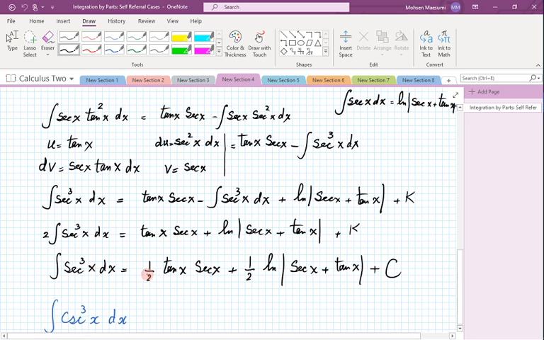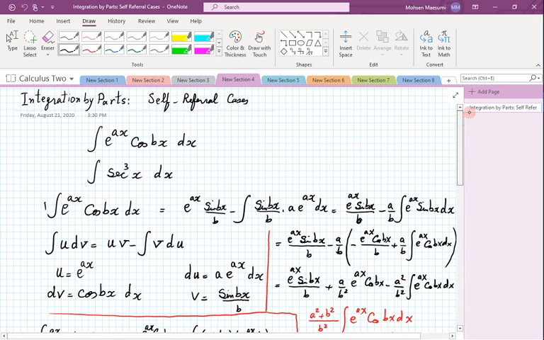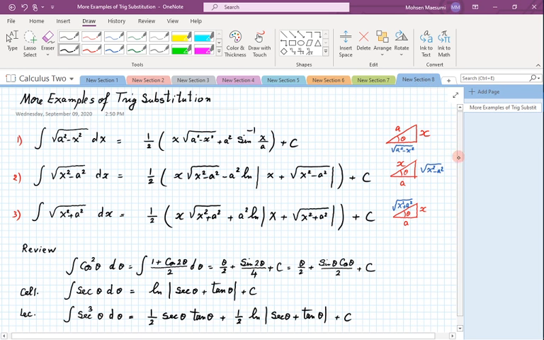seen that in the prior lecture under the topic of self-referral cases. So we had exponential and secant, both of them covered in that case. If you want to go back to refresh your memory, that's what you need to go back to. But now let's go ahead and see how we can derive these three formulas. The first one is the easiest. Let's go ahead and do that.